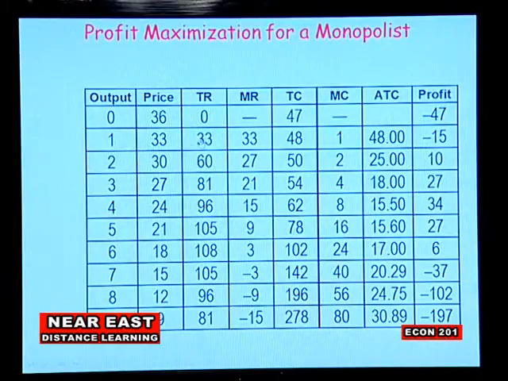33 times 1 gives a total revenue of 33. Well, 30 times 2, the total revenue is 60. Then when you subtract to find the change, 60 minus 33, the marginal revenue is 27. Likewise for 81, when you subtract 81 minus 60, it gives 21. So the point where marginal cost equals marginal revenue is where the monopoly maximizes its profits.